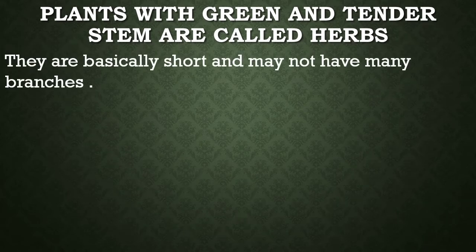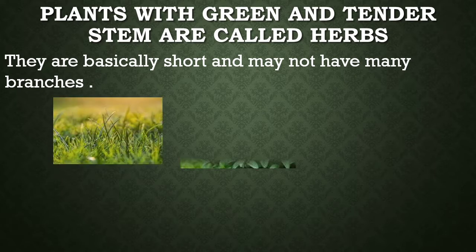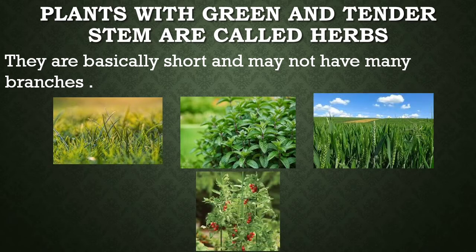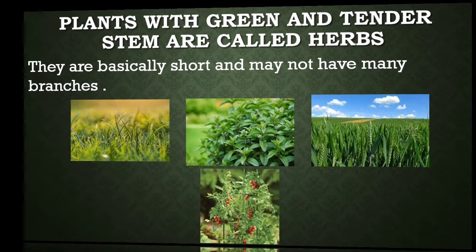Plants with green and tender stem are called herbs. They are basically short and may not have many branches. Grass, mint, wheat and tomatoes are herbs.